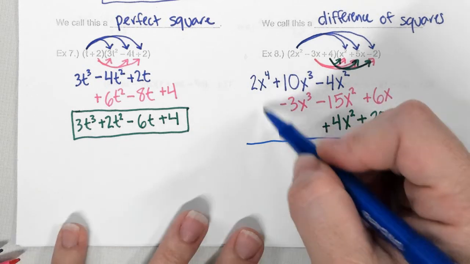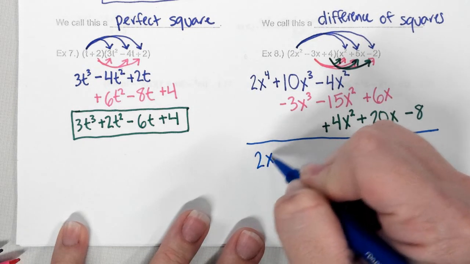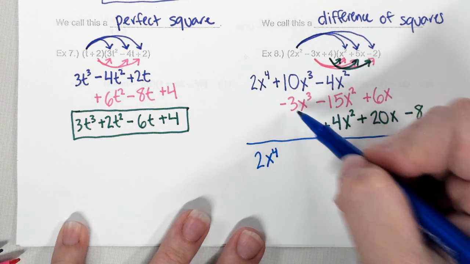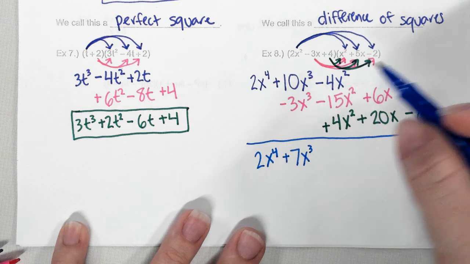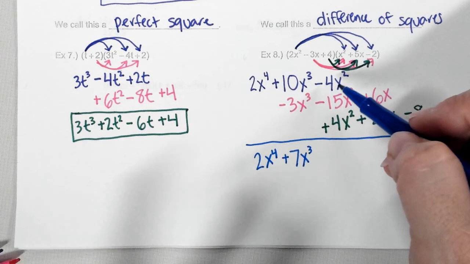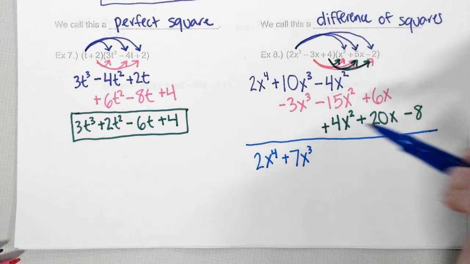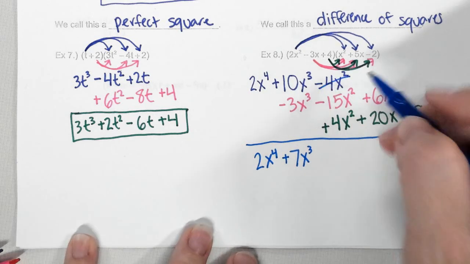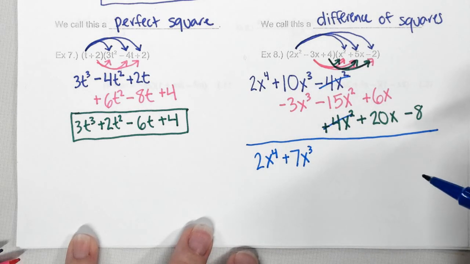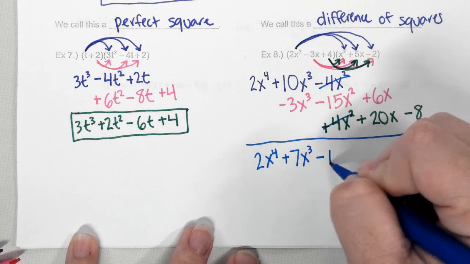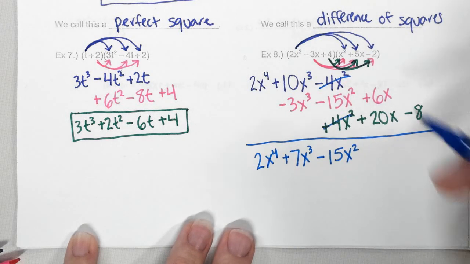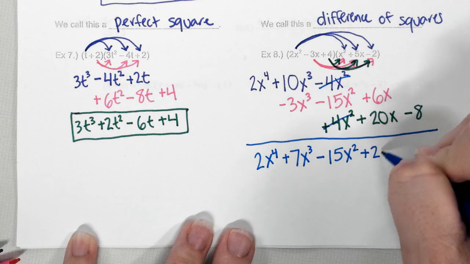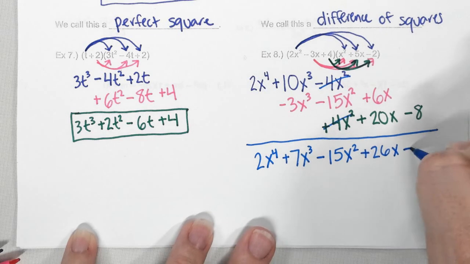And we're going to bring down this first term because there's no like term lined up. What's 10 minus 3? So I have 7x cubed. Now, there's 2 ways to do this one. You could type negative 4 minus 15 plus 4 in your calculator, or do you notice that the 4s cancel? Because they're a 0 pair, so I'm left with negative 15x squared. And what's 6 plus 20? And then the negative 8 had no like term.